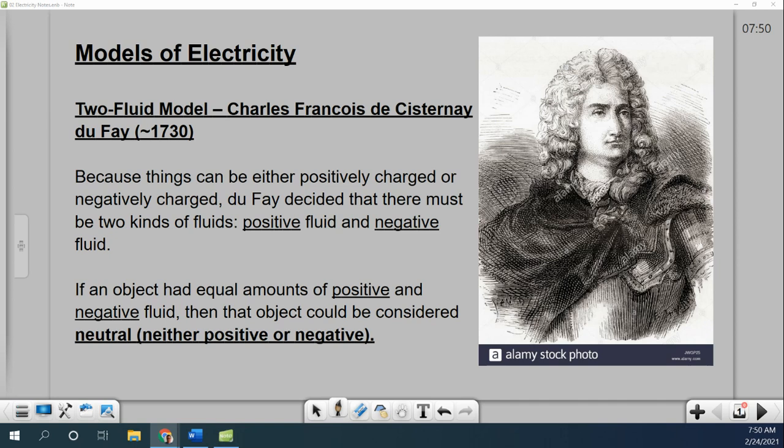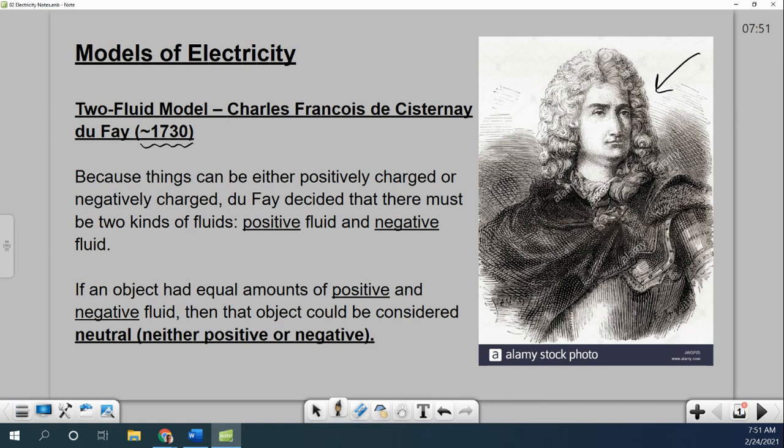We go back to about the year 1730 here, which, if you think about it, really isn't that long ago for like the invention of electricity, which seems to be everywhere, right? So this guy named Charles François du Cisternay Dufay came up with something he called the two-fluid model. Look at this guy. He looks like he knows what he's talking about, right?